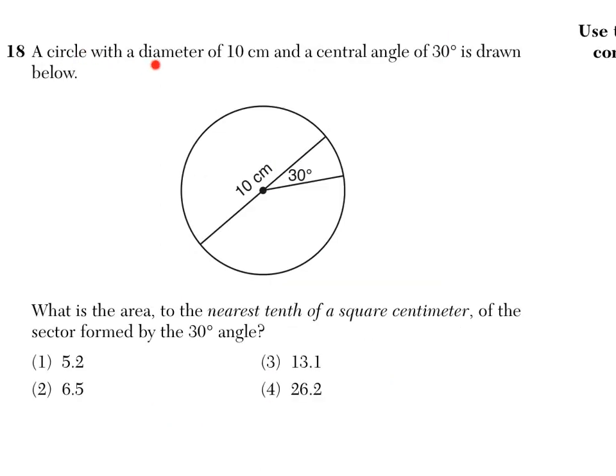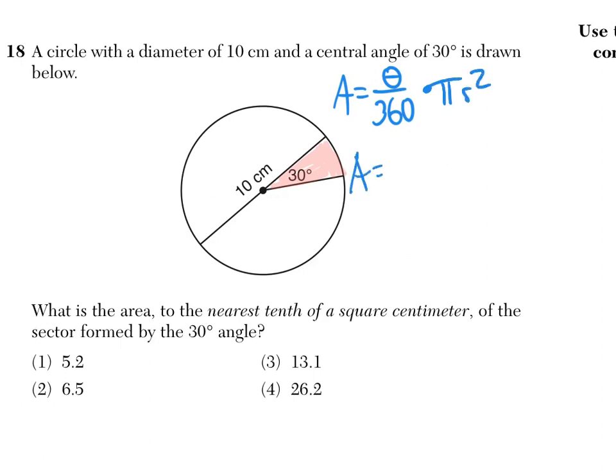Question number 18 says, a circle with a diameter of 10 centimeters and a central angle of 30 degrees is drawn below. What is the area, to the nearest tenth of a square centimeter, of the sector formed by the 30-degree angle? So our objective is to figure out the area of this slice right here. To do that, we're going to need the formula for the area of a sector. We remember that it is the number of degrees over 360 multiplied by pi r squared.